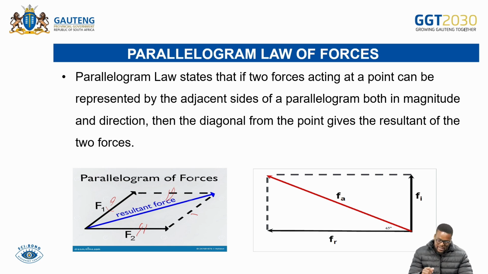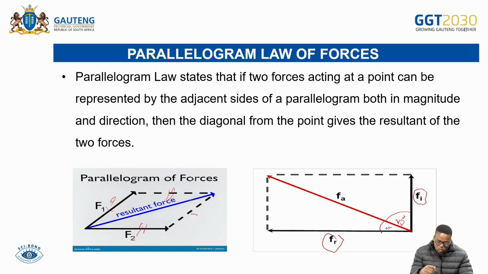So if you're looking at the second one, we've got F1 and then Fr here, and then there's an angle now which is 45 degrees. We know that if this angle is 45, this one here will also be equal to 45, because they must give you 90 degrees.